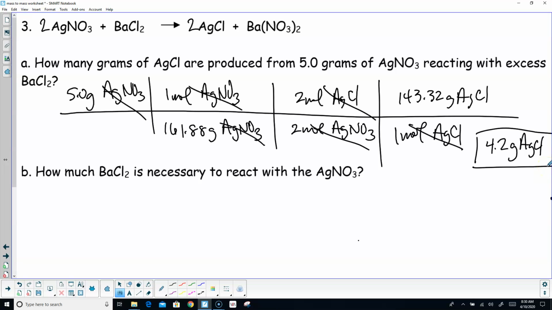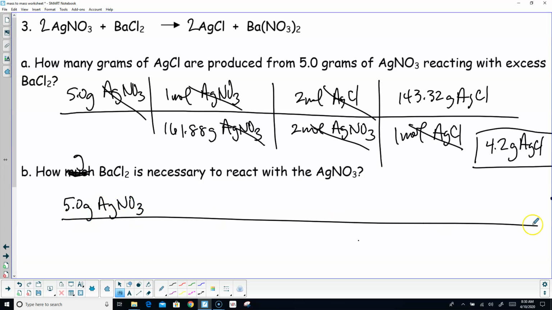Last one, it says how much, let's say how many grams. Once again, I should have said grams. But how many grams are necessary to react with the silver nitrate? So once again, start out with what we know. 5 grams silver nitrate. And I know every 1 mole of silver nitrate still weighs 169.88 grams of silver nitrate. This is supposed to be a 9, then my pen crapped out there.